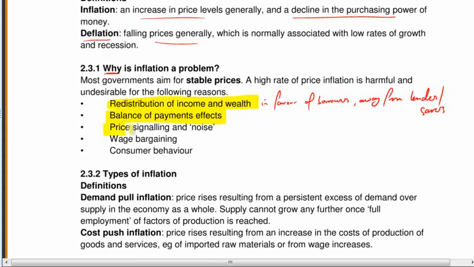Now, this next heading talks about price signalling and noise. We're going to see later that the price mechanism in an economy is an important signalling device for firms and consumers. The more inflation we have, basically, the less certainty there is in an economy. So it's very difficult to plan effectively as a business in times of rapidly rising prices. Wage bargaining becomes very difficult. Workers can see the purchasing power of their wages being eroded by inflation. So that can often lead to industrial disputes, strike action, which can have a detrimental impact on the whole economy.